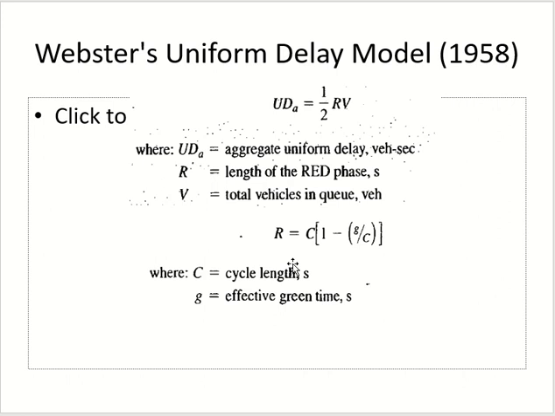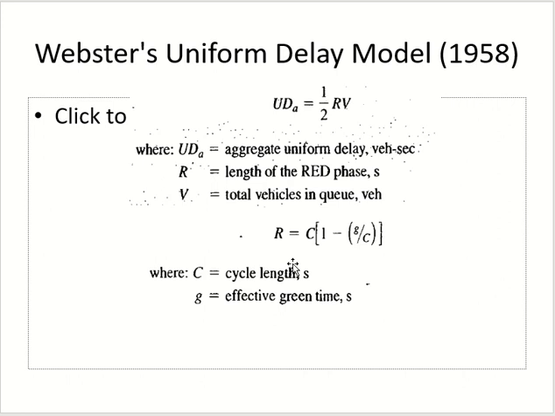Okay. First of all, uniform delay happens when capacity is more, demand is less. Okay. Why do we call it uniform? Because every vehicle in this condition is increasing the delay by a fixed amount. For example, if we have 5 vehicles and the delay is 10 seconds, every vehicle is adding by how much? 2 seconds, right?